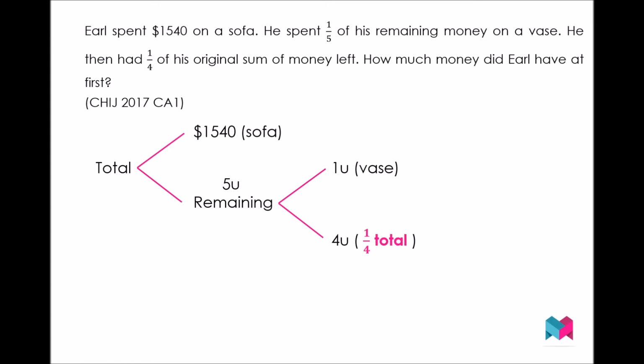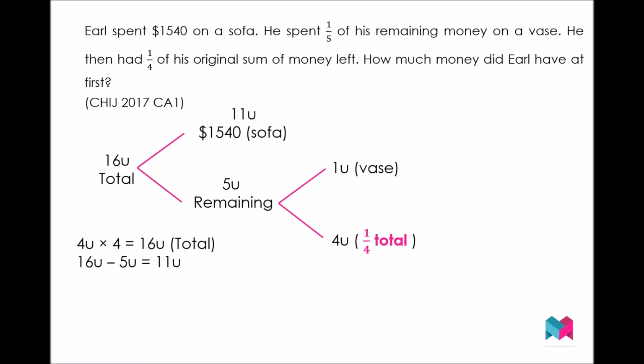We were then told that the 4 units left in the end represents 1/4 of the total O had at first. So since 4 units represent 1/4 of what O had, we can multiply 4 units by 4 to find out all of O's units at first, which is 16 units.